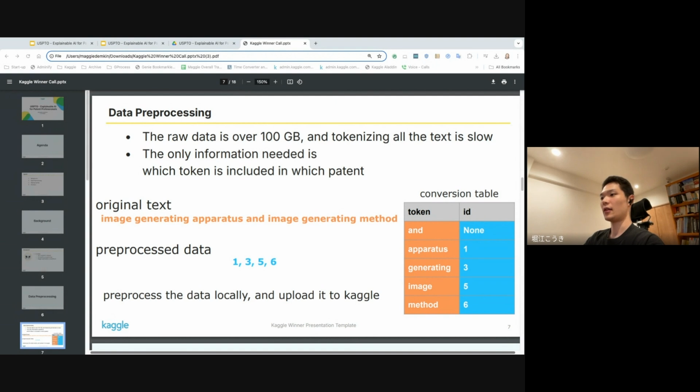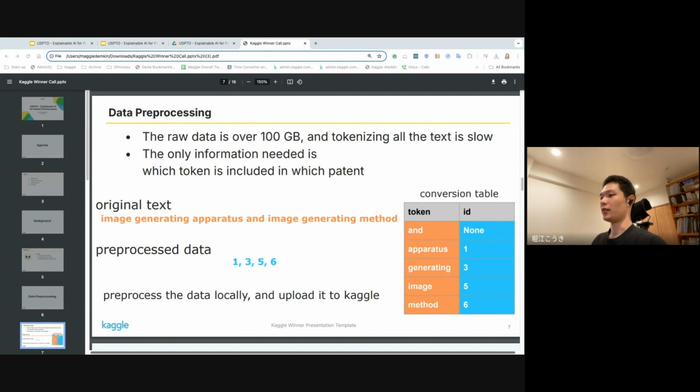The key here is that you don't actually need the whole text, but the only information you need to know is which token is included in which field of the patent. So suppose you have a title like this, image generating apparatus and image generating method, and you want to compress the information that the patent has, the title. Using a conversion table, like the one on the right, you can extract the needed information, like the blue list of numbers in the center, 1356, corresponding to the tokens apparatus generating image method.